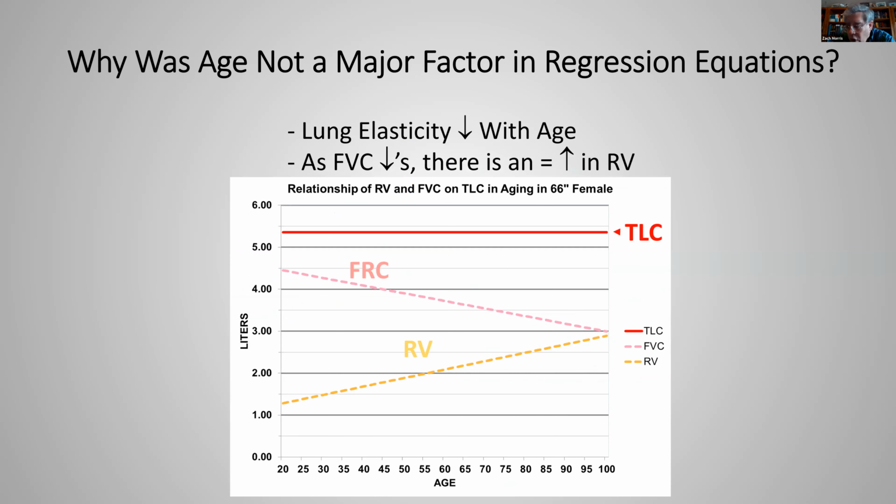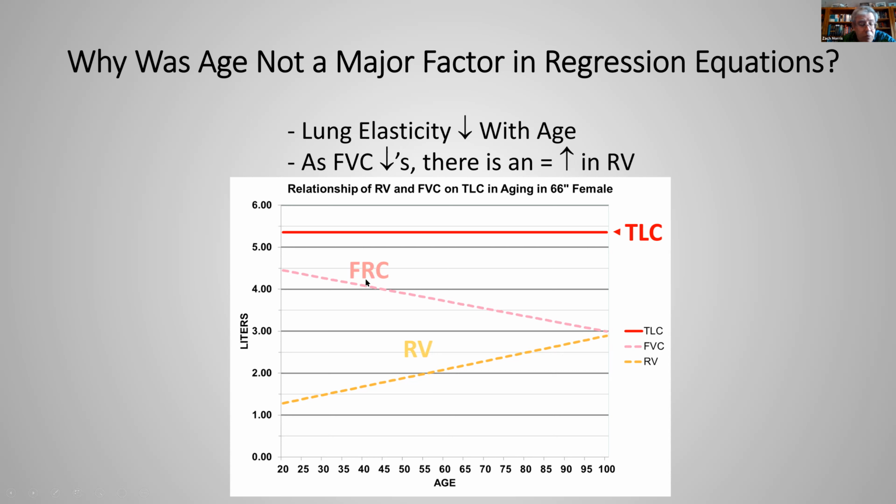Now, the question is, why was age not a major factor in the regression equations? For these previous authors, it really hasn't been important to consider age for years. Take an example here, where this is a patient's TLC, a 66-inch tall female, it's going to be around 5.4 liters. And from the age of 20 up to about the age of 100, theoretically, that TLC is not going to change. Well, the reason behind that is because as you age, the lung loses elasticity.